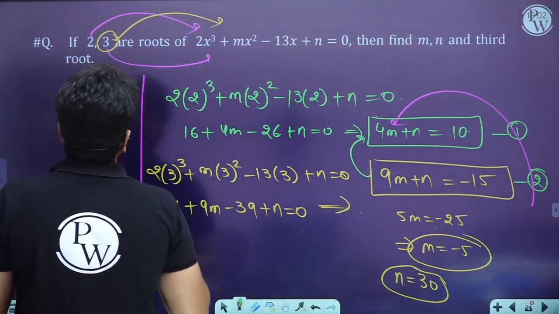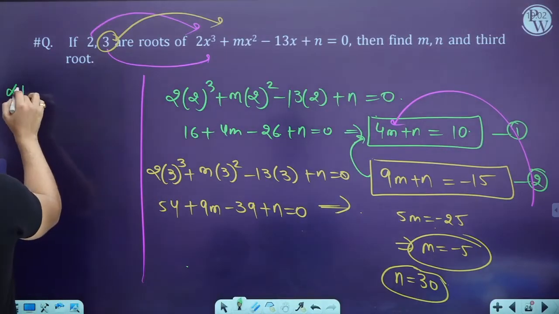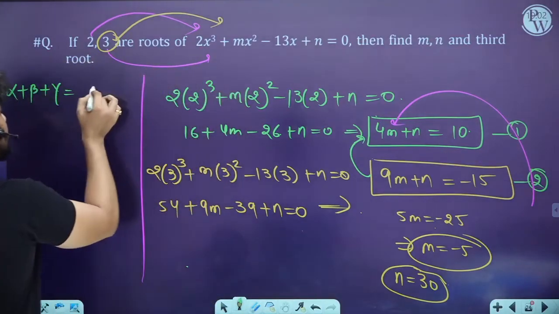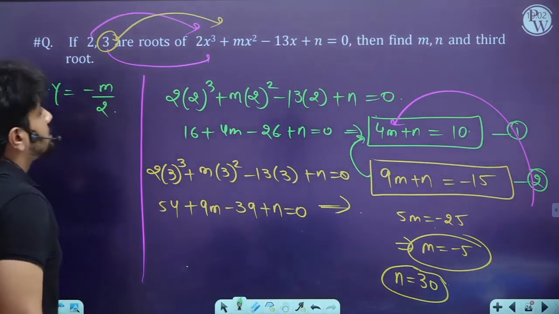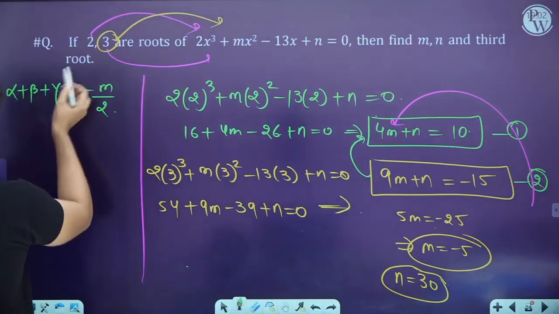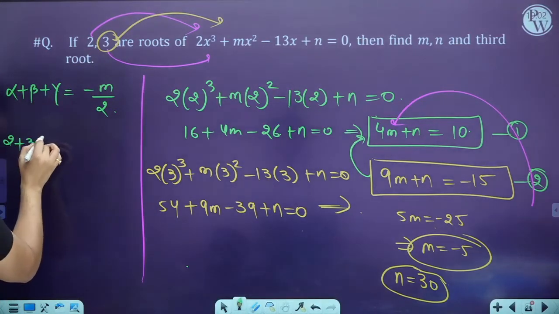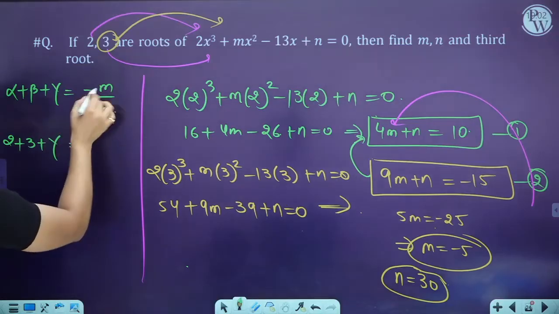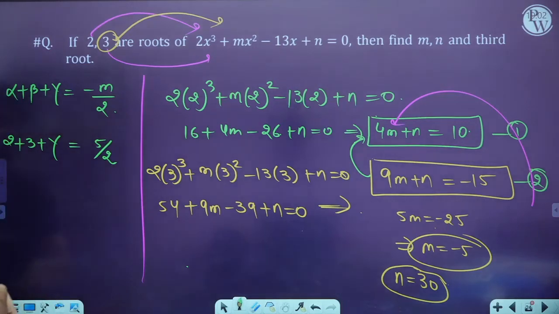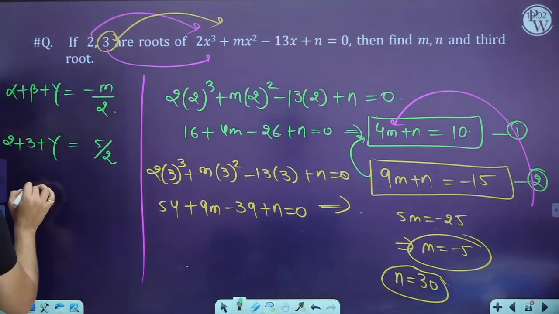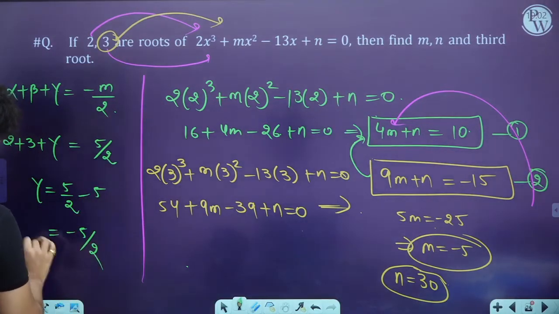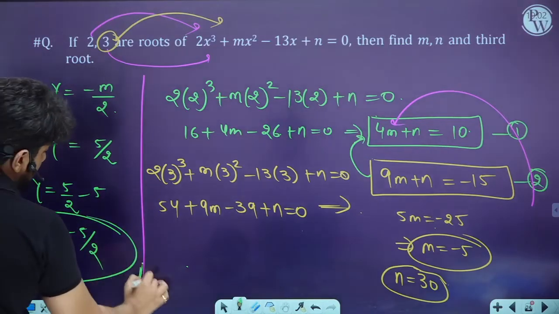Right? Now, they are looking for the third root. So sum of the roots, alpha plus beta plus gamma. We know that the sum of the roots will be minus b by a, which is minus m by 2. Now we already have two roots, which are 2 and 3. So 2 plus 3 plus the third root gamma is equal to minus m by 2. The value for m is minus 5, so it will be plus 5 by 2. So the value for gamma is 5 by 2 minus 5, which is minus 5 by 2. That is the third root.